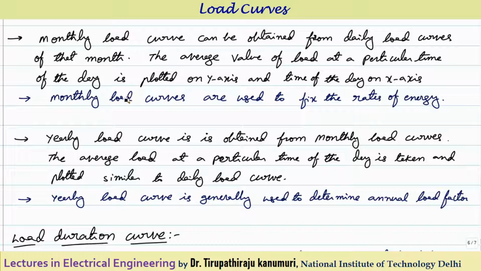Similarly, if you want to calculate the yearly load curve, it is the same thing. For a particular time of the day, take the average value of the load throughout the year. That means the x-axis will always be for 24 hours only. We take the average value of the load for all the days of the year. That is called the yearly load curve.